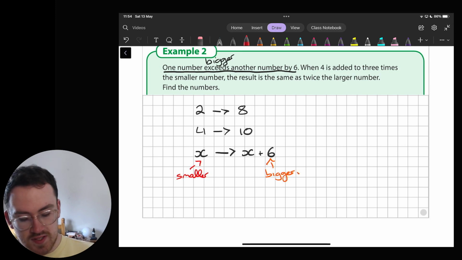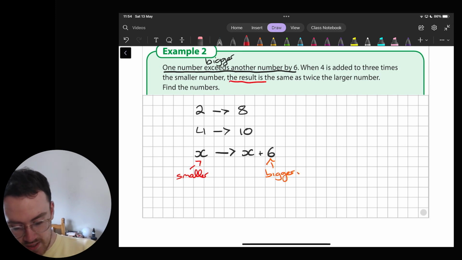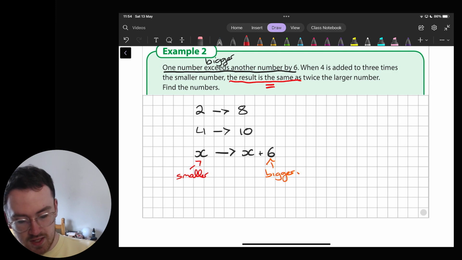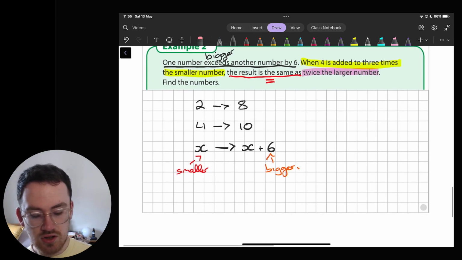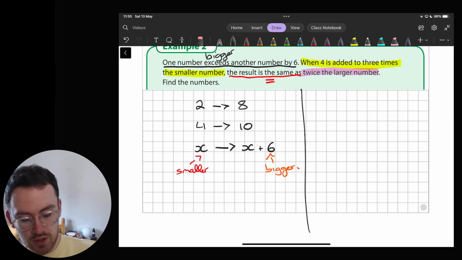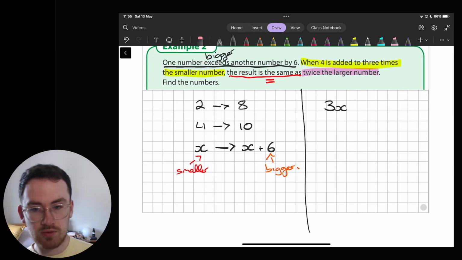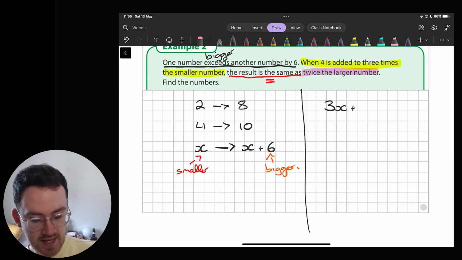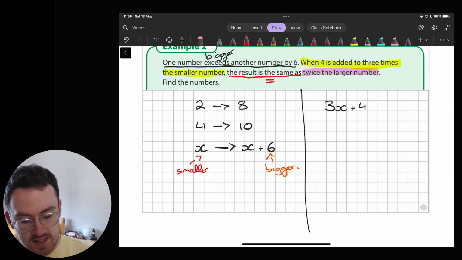So let's follow it the same way as we had done. The result is the same as, that's my equal sign. So that's where I'm going to split things. First of all, I'm going to look at the yellow part here, then we're going to look at the pink part. So when 4 is added to 3 times the smaller number, so let's go, smaller number is x, 3 times the smaller number will be 3x, and 4 is added to it. Okay, that's my first part. Now, result is the same as, so that's equal to, this is my yellow part here.